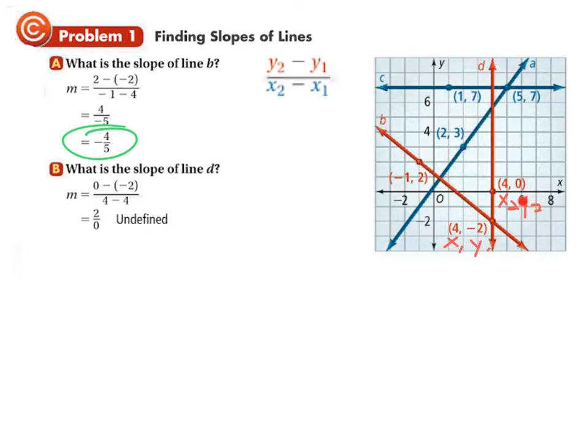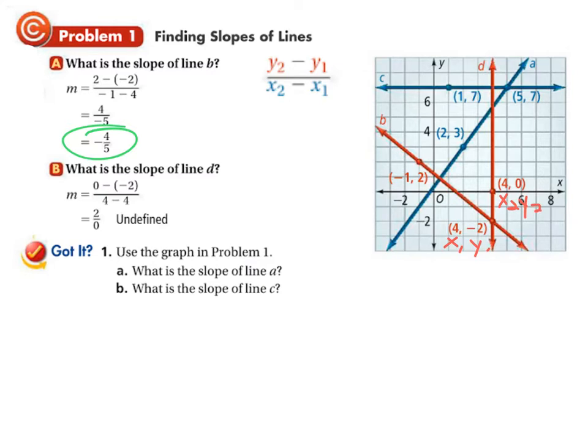Okay, but anyway, you then have 0 minus negative 2 over 4 minus 4. And what you get there is 2 over 0. And division by 0 is undefined, so we call this slope undefined. Okay, and that's what we're going to call perfectly vertical lines, undefined. And we'll get to that again in a little bit. Anyway, that's how you do it. So use the graph in this first problem, and you're going to find the slope of A and find the slope of C. Good luck.